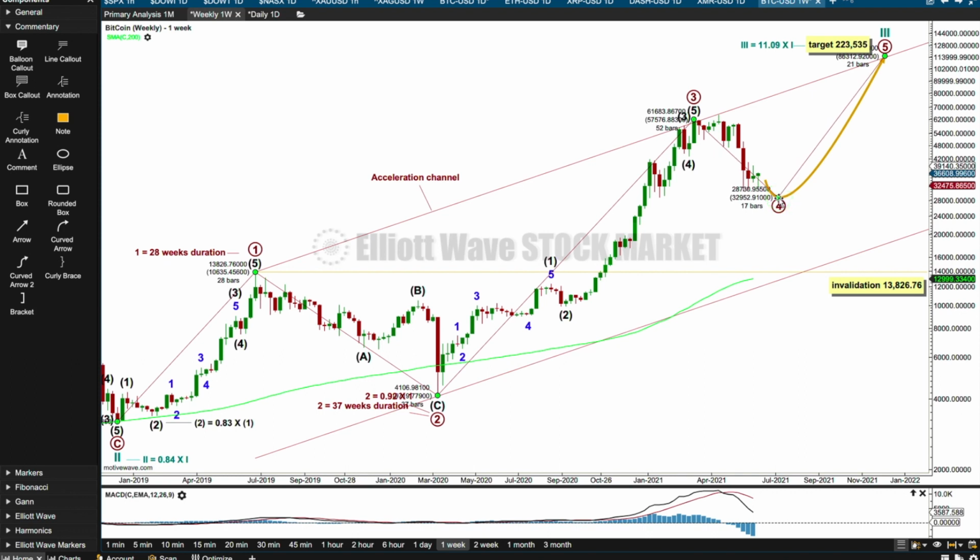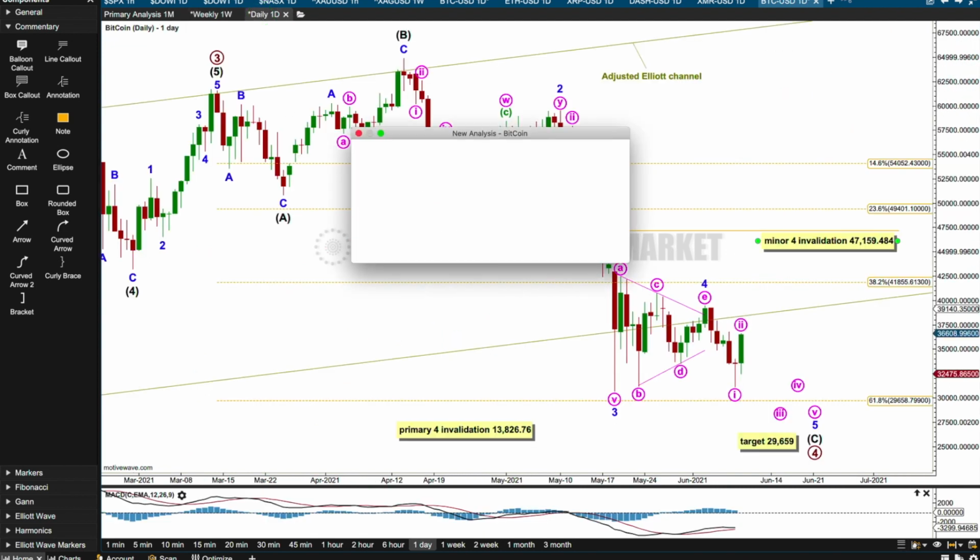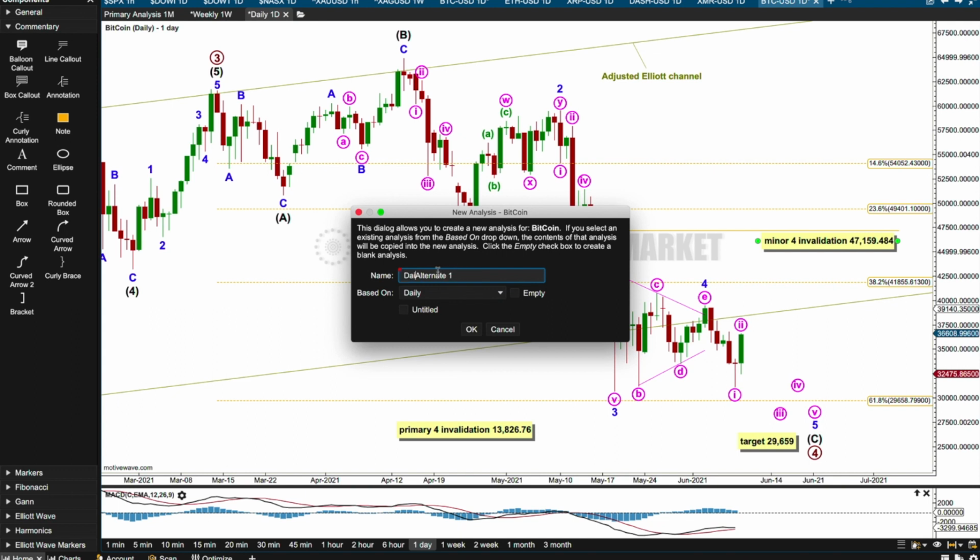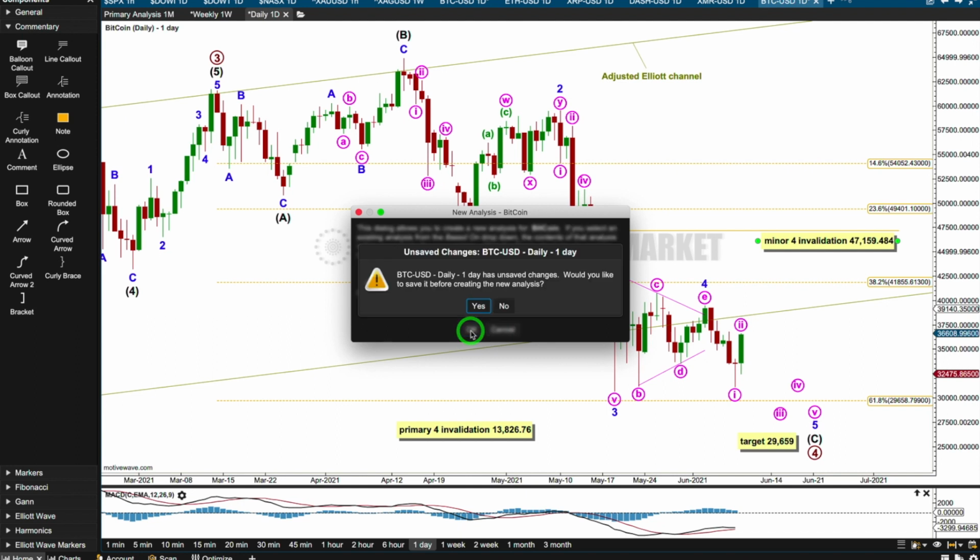So the next problem becomes, do I need to move the degree of labelling within primary 4 down 1 degree and consider that this could be wave W of a double flat or double combination? And that would still provide really good alternation with the zigzag of primary wave 2, which lasted 37 weeks. So that is going to be my go-to alternate, and that's always a go-to alternate. Move the degree of labelling, and we need to consider proportion.